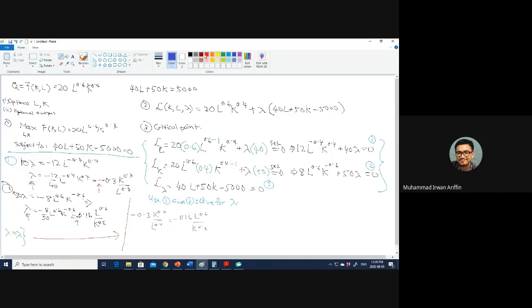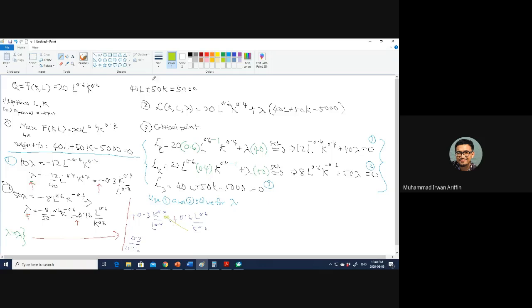So what we're going to do is, this is negative, so we can basically cancel this out. Negative and negative become positive. And the next step would be 0.3 divided by 0.16. And I'm going to basically cross multiply. Okay, cross multiply. This one, I'm going to bring up here.